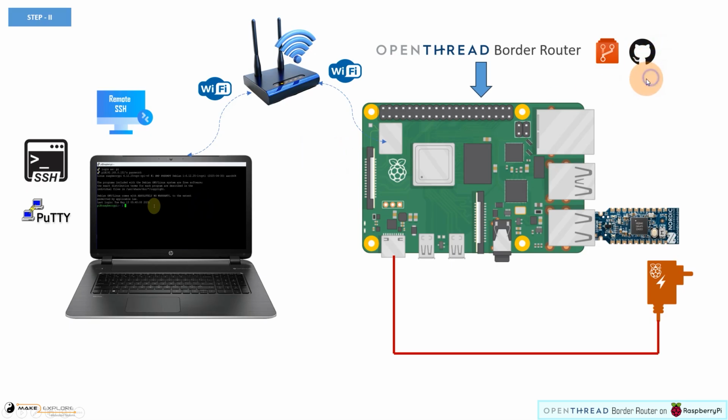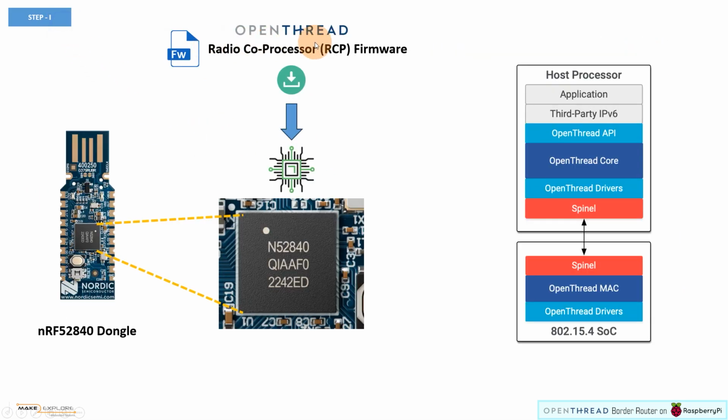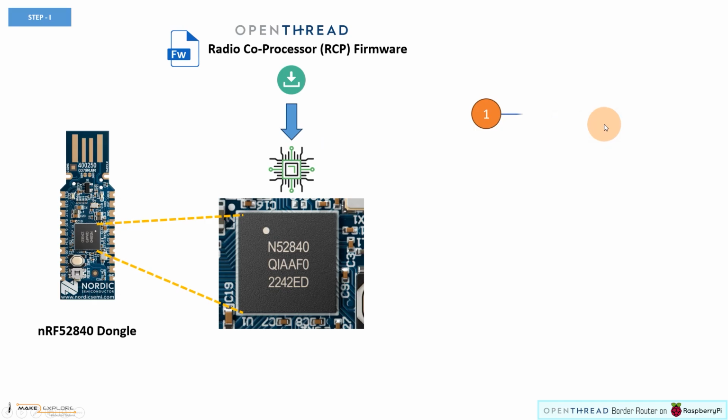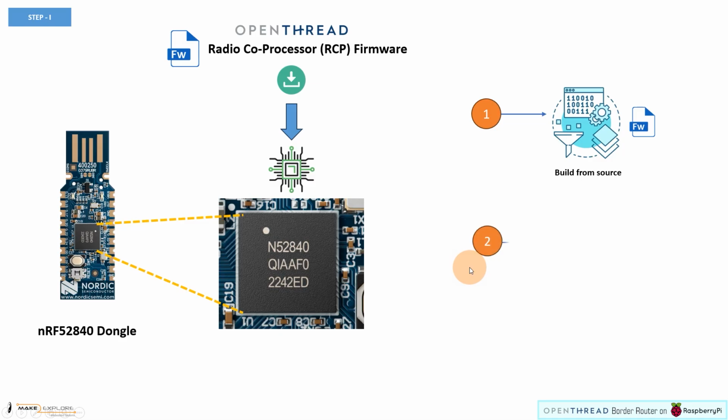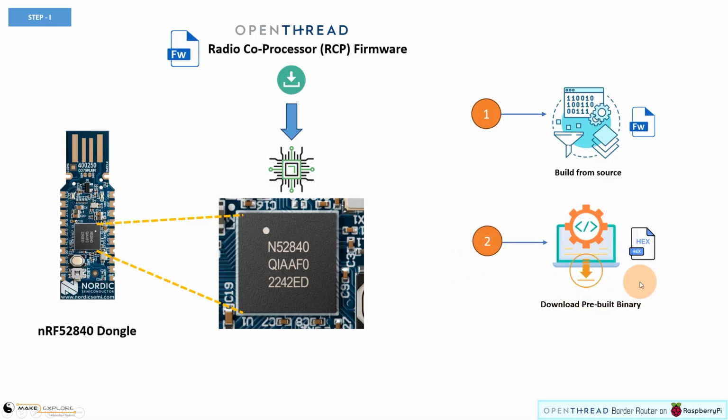So the first step in our practical is preparing an RCP USB dongle. You can do this in two ways. Either you can build your own RCP firmware for this dongle, using the steps they have given on the OpenThread's website, or you can simply download and flash the precompiled binary. We will use the second method, which is the easiest one. We have uploaded the precompiled binary or hex file of RCP firmware on our GitHub repository. You can download it. Let me show you.